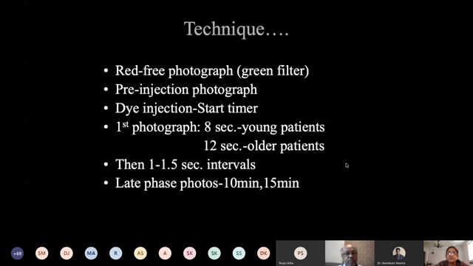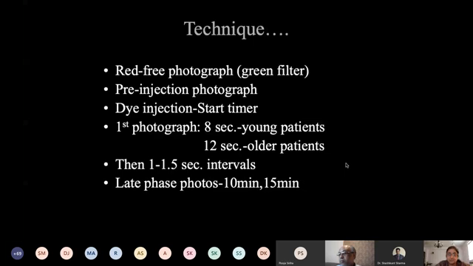So you take a pre-injection photograph, and this will basically help you identify any autofluorescence or any pseudofluorescence that you are having. Then you start injecting the dye, and simultaneously you start the timer. In a young patient the dye will start appearing at about 8 seconds, while in elderly patients the retino-arm circulation time is approximately 12 seconds. You have to be aware of this, and that's the time when you start taking your first photograph.